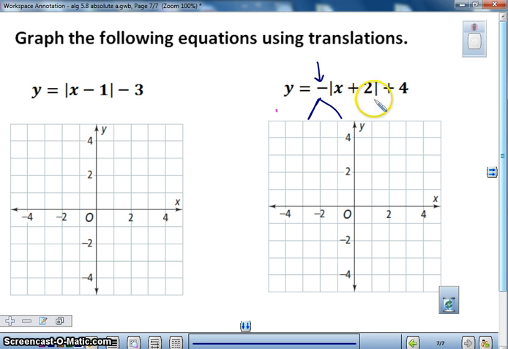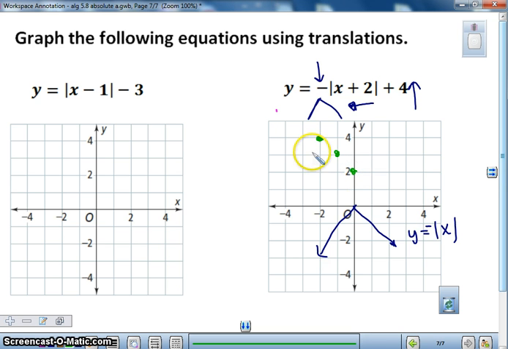And if we look at what the +2 should do, +2 should move it to the left. And +4 is going to move our parent function up. So if we think this might be our parent function, y equals absolute value of x, this would be the graph for y is equal to the negative absolute value of x. We now want to take a look at moving it up 4. So we're going to go up 4, and then we have to go to the left 2. We think this should be our vertex going down.